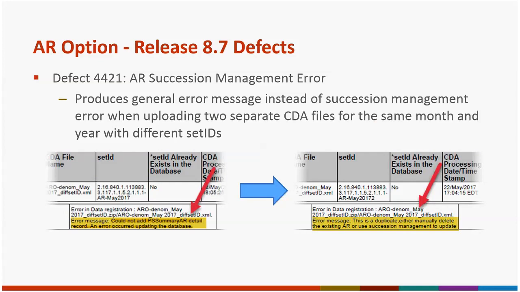Defect 4421 is correcting an AR succession management error message. Currently, when users upload an AR denominator file without correctly using succession management, they are receiving a generic error message stating an error occurred updating the database. The corrected error message is more specific and mentions using succession management to update. Despite this defect, the AR summary files will import correctly when using succession management. This error message only appears when succession management is not used. Next slide, please.